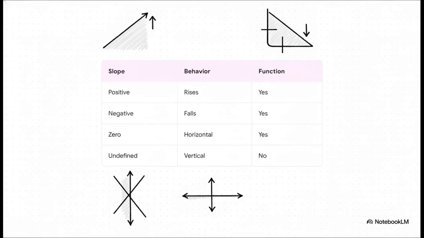Now check this out. We can quickly categorize the four possible shapes our line can take based entirely on the slope's value. If the slope is positive, the line rises upward as you move right. If it's negative, it falls downward. A slope of 0? That means the line is perfectly flat and horizontal. But look at that last row. If a slope is undefined, the line is perfectly vertical. And crucially, a vertical line is actually not a function at all.